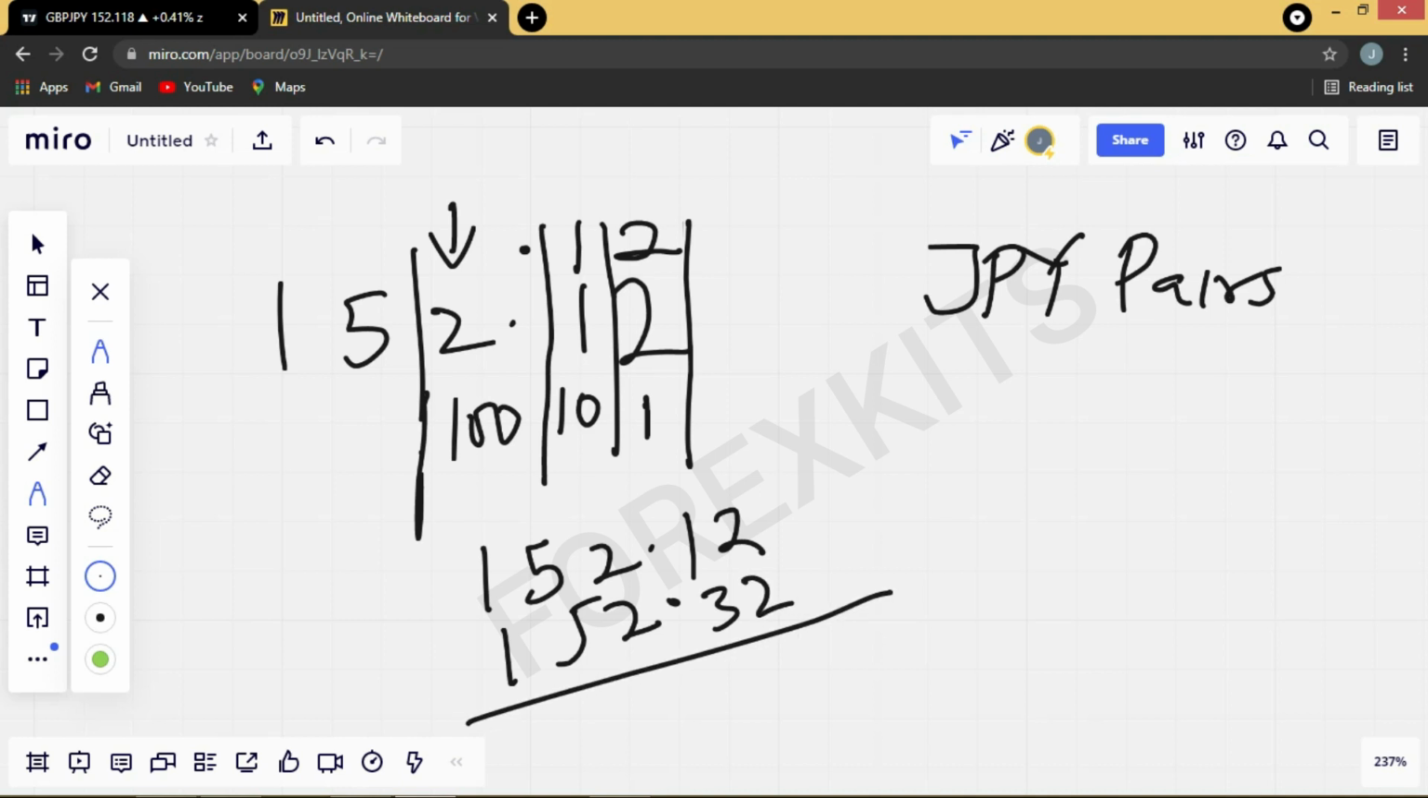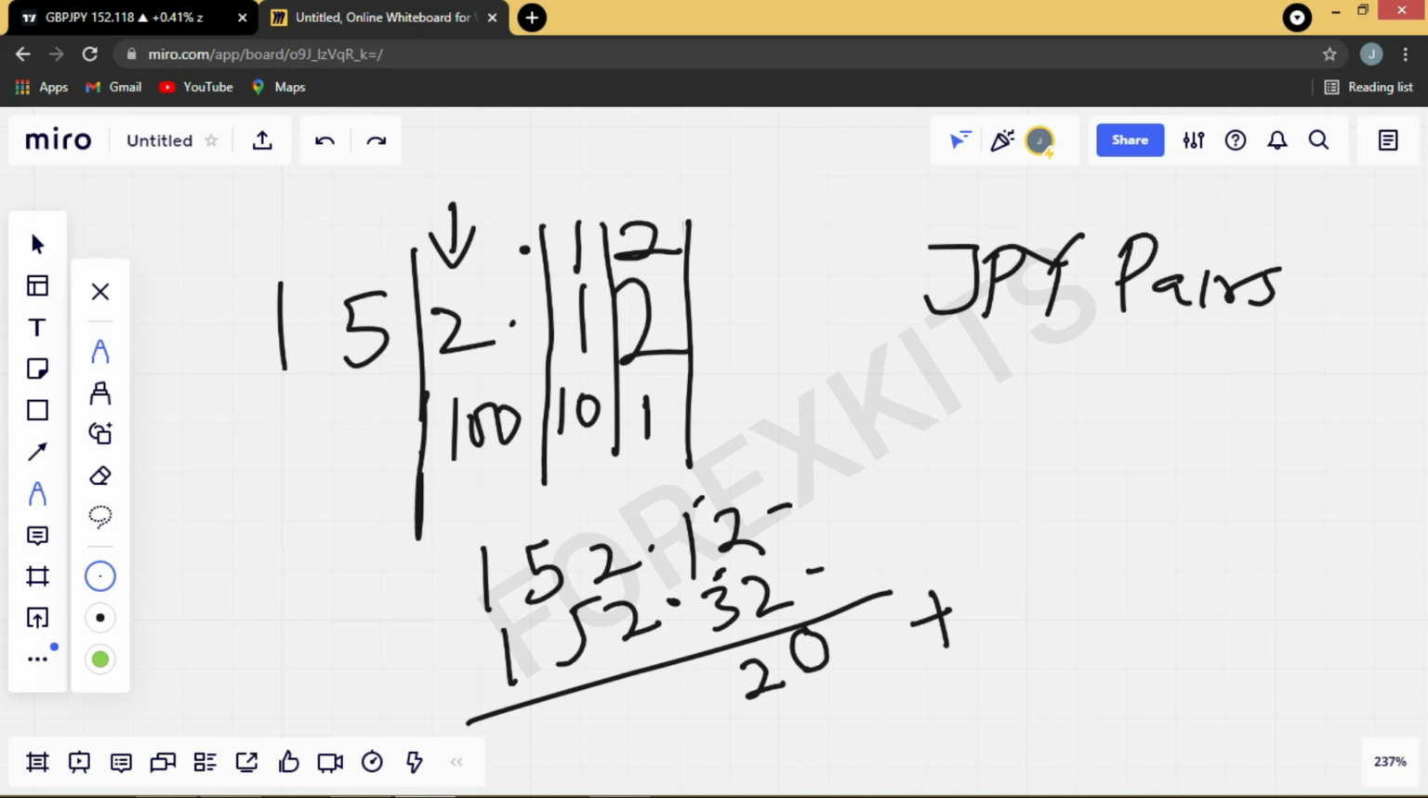Okay, so 2 is not affected, this is the one that is affected. And then remember that once something comes here, that means the value is now in tens. So 3 and 1, what's the difference? That's 2, right? So 3 minus 1 is 2, and then this gets the same, so it's a 20 pip difference. Okay, so 2 minus 2 is 0, right?